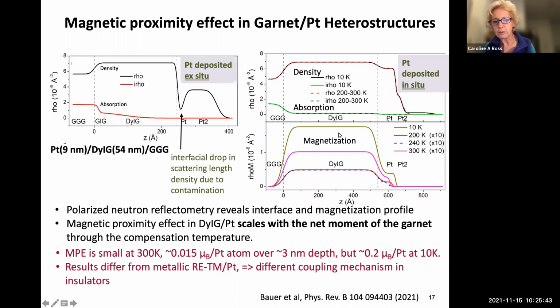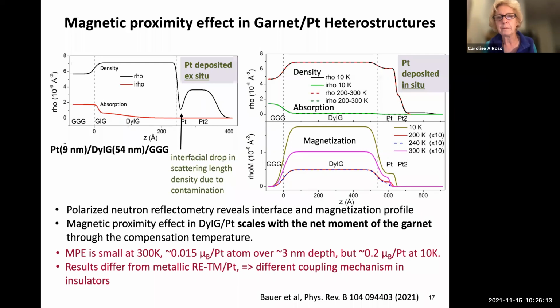And in fact, now if we measure the magnetization versus depth, we see quite a lot of magnetism in the platinum itself, even though platinum is not a magnetic metal. And this is a proximity-induced magnetism, which is caused by the intimate contact between the platinum and the garnet. And it actually scales with the net moment of the garnet. So as we go through compensation, the proximity magnetism in the platinum vanishes.